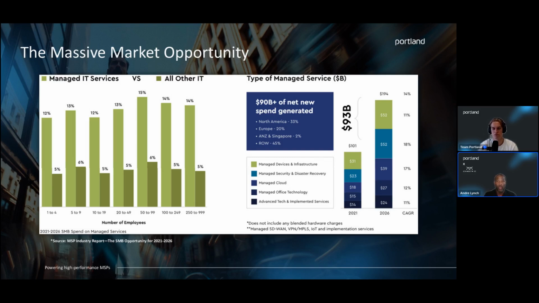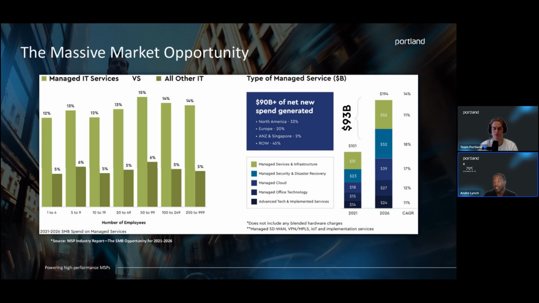Now, why this is vitally important to MSPs is there's a massive opportunity within the SME space. And Robin kind of touched on it at the beginning of the webinar. So what small and medium-sized businesses will spend on managed services is expected to grow, and it's expected to grow by $93 billion by 2026. So in other words, they will rely on managed service providers more than ever to evolve and stay one step ahead of their technological needs.